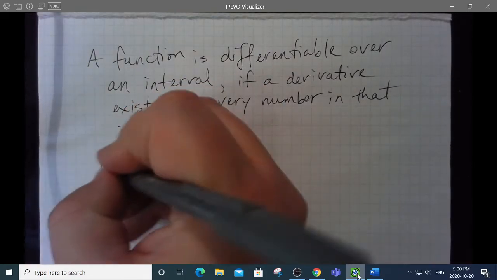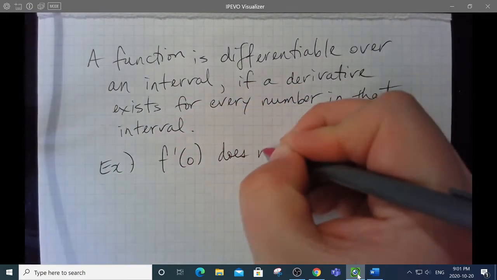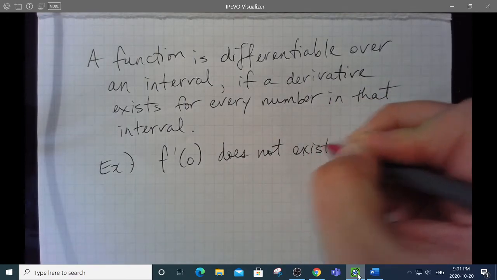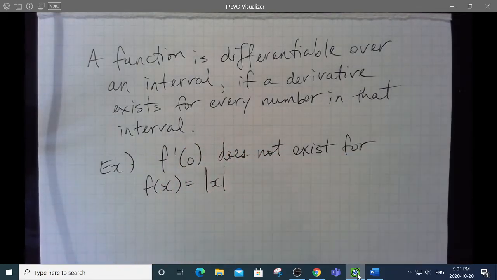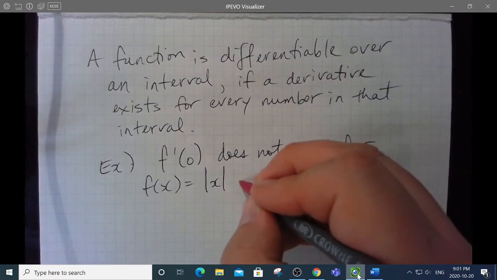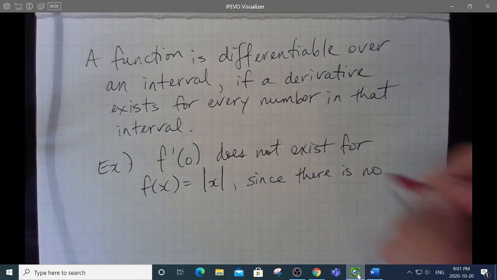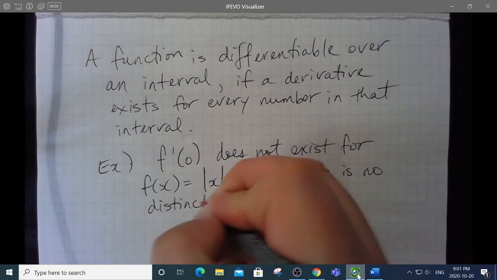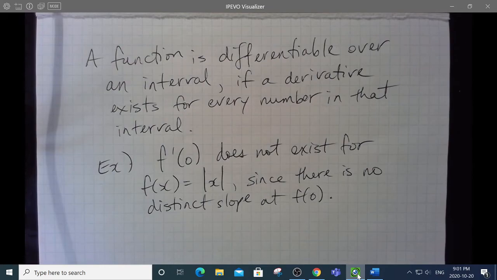And a good example of that, again, is the one we just talked about. For example, f prime of 0 does not exist for f of x equals the absolute value of x, right? Because right at that point you have a cusp or a corner. And I'd say, since there is no distinct slope at f of 0. Okay, so there's my example there for differentiability.